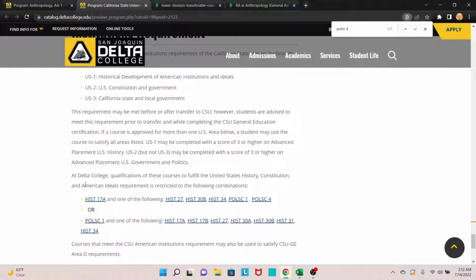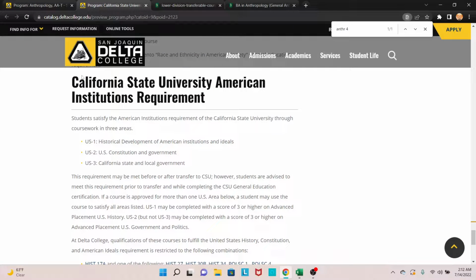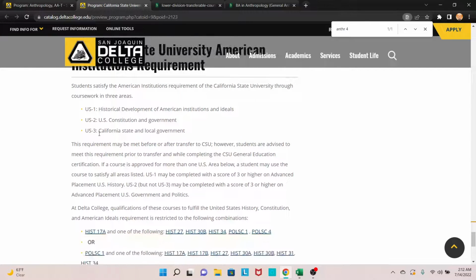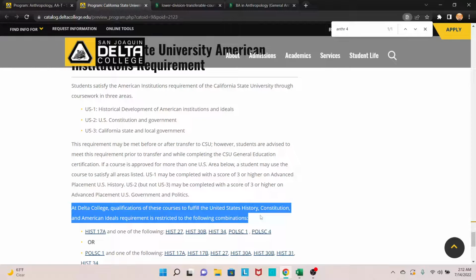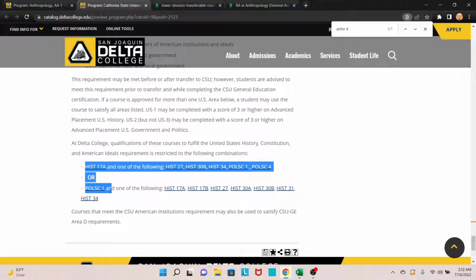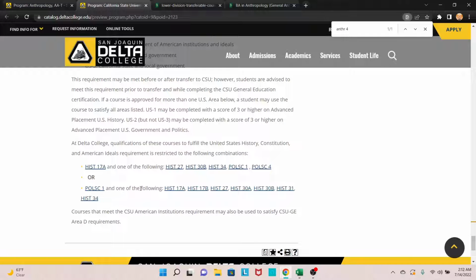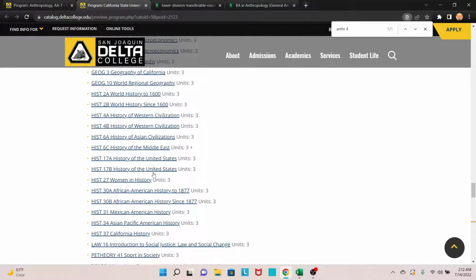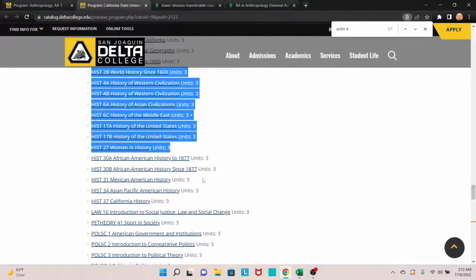And it looks like for the California State University American Institutions requirement, we have to take some history classes. So it says specifically at Delta College, qualifications of these courses to fulfill the United States history, Constitution, yada, yada, yada, has to be through one of these combinations. So I can either take Poli-Sci 1 and one of the above history classes, or I could take History 17 and one of the following history classes down here. And if we scroll up to Section D, look at that. Most of the history classes are there.